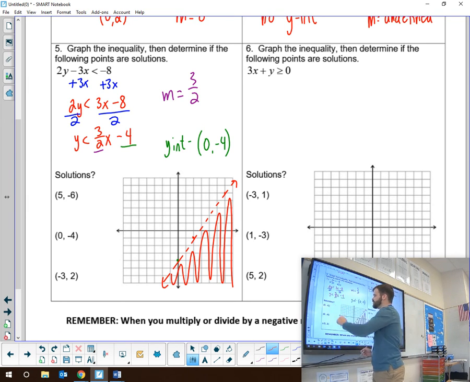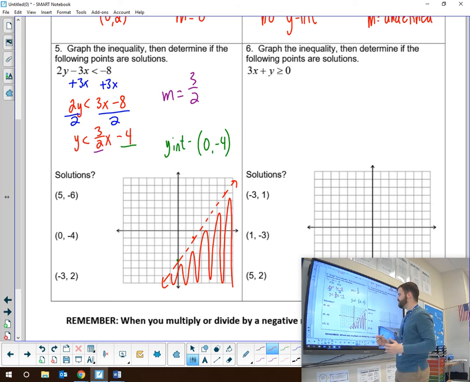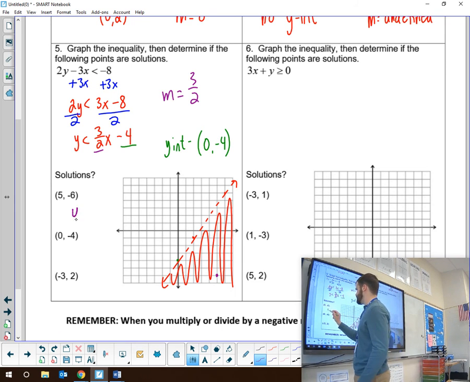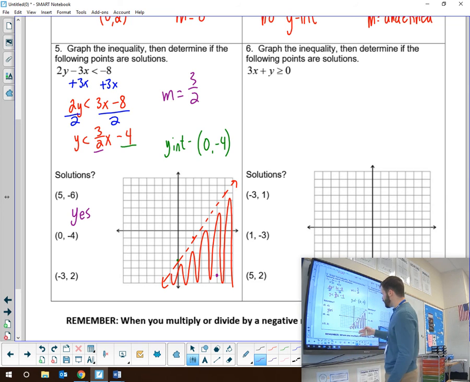All right, so now let's go through. Let's see if these are solutions. First one, 5, -6. So where is 5, -6 going to be? It's going to be 1, 2, 3, 4, 5, down 1, 2, 3, 4, 5, 6. Is that a solution? Yes, because it falls into the shaded region. So it is a solution.